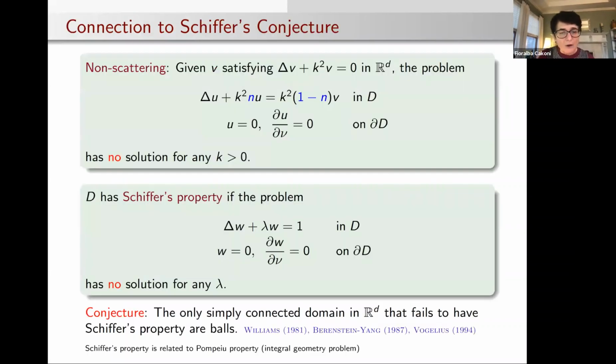Now, another connection to some famous questions. It's not exactly a direct question, but the mathematical flavor is similar. The non-scattering configuration we were trying to understand resembles the famous Schiffer's conjecture, domains with Schiffer's property, or equivalently, in the context of integral geometry, Pompeiu's property, Pompeiu's conjecture. So you can see here this is the non-scattering configuration. You have an equation like this with the source, but the source here has a jump across the boundary of D, and has a more complicated form. This is compactly supported in D, and then the Cauchy data of u are zero. So u would be a compactly supported distributional solution of this source problem.